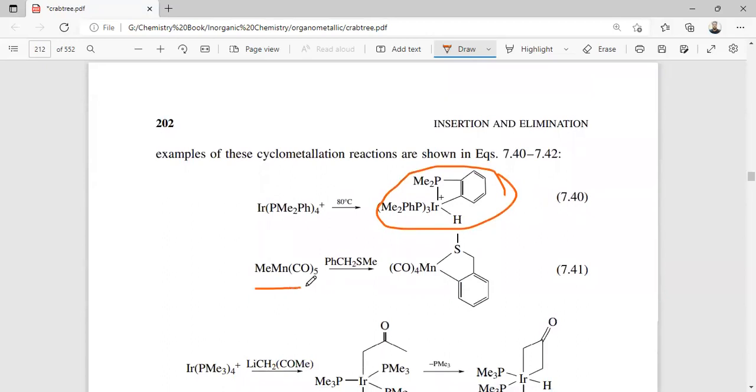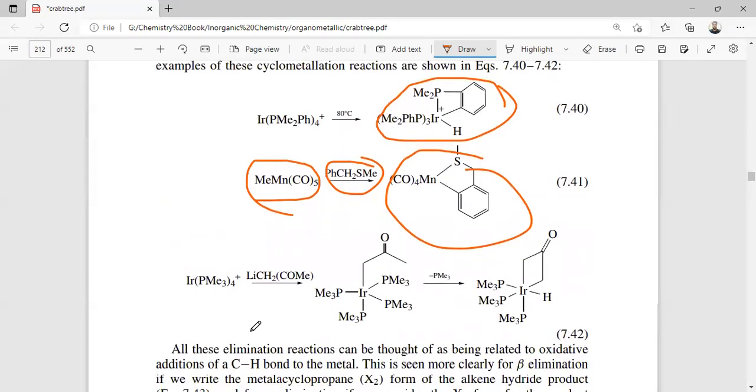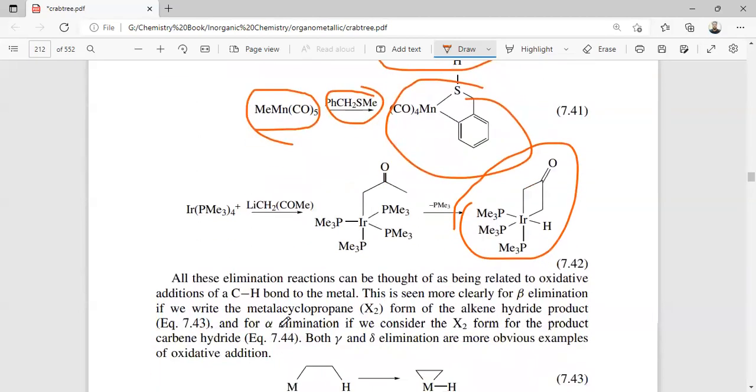Similarly, for MeMn(CO)5 here, the PCH2Ac, in this case delta hydrogen is eliminated to form this metallocycle. Also in this case, the iridium complex, the gamma hydrogen is eliminated to form this cyclometallocycle. This elimination reaction can be thought of as being related to the oxidative addition of a CH bond to the metal.